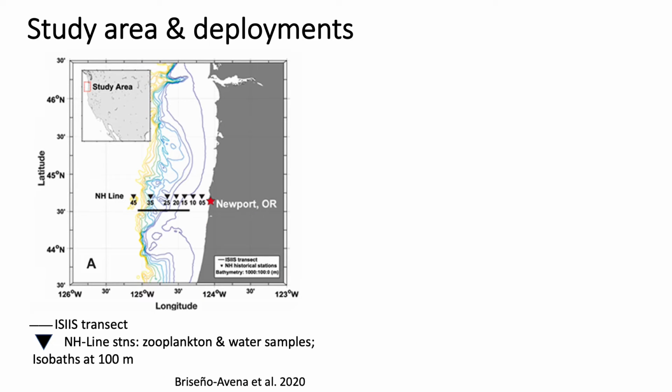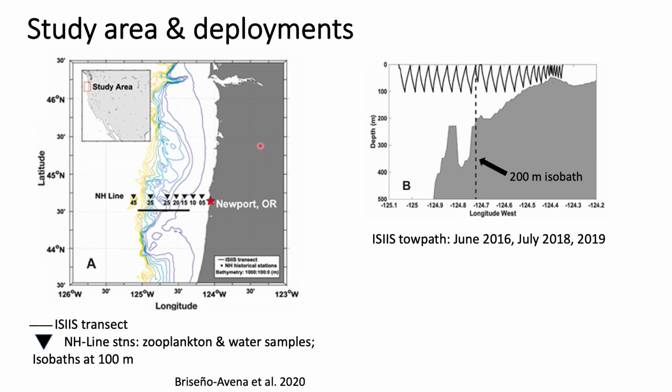This map shows the study area on the Oregon Shelf. The triangles show the Newport hydrographic line stations where NOAA is historically sampling for plankton and water. Beneath, the solid black line is the PICES transect we did in '16, '18, and '19. On the right-hand side, we see the PICES tow path overlaid on bathymetry. We start in shallow water of circa 50 meters, and when we get into deeper water, we start undulating to our max depth of 100 meters.